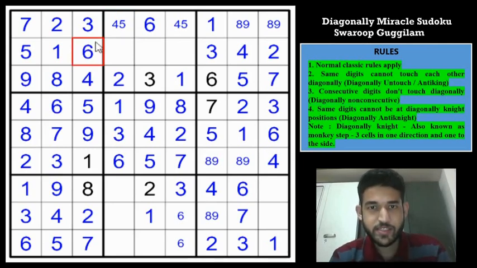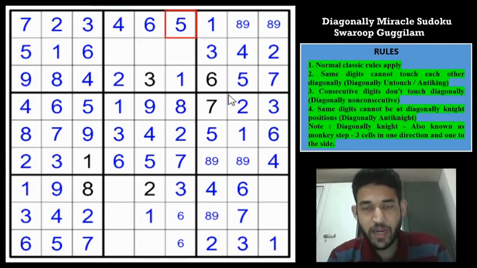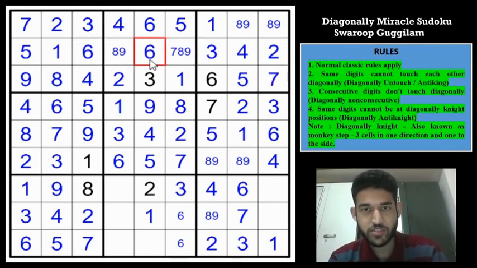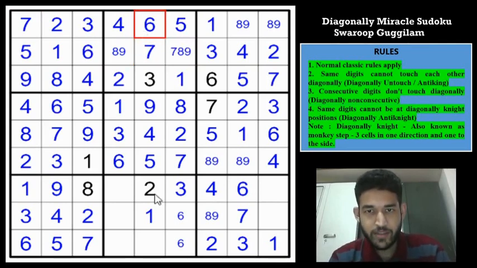Okay, 6 is diagonally consecutive with this cell, so this can be resolved. So the moment you put a pencil mark, see if it can be resolved immediately. So this is 7, 8 and 9. But 7 is at a monkey step from this cell, so this is 8 and 9. And 7 is at a monkey step from this cell also. 7 can be resolved now, so this is 7. And this box, this column can be filled. Only cell left is 8.